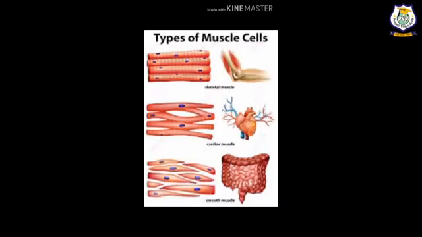Muscle fibers. What are muscle fibers? Muscles are made up of cells called muscle fibers. Muscle fibers are of three types. First, striated muscle fibers. Second, smooth muscle fibers. And the third is cardiac muscle fibers.